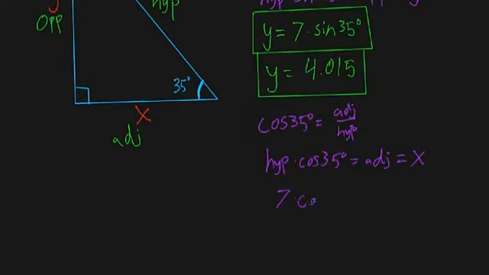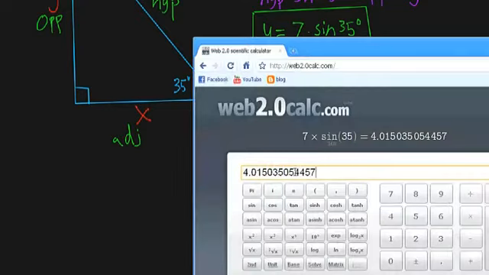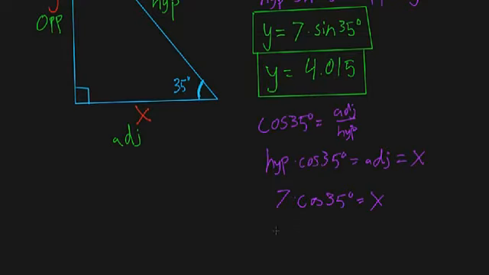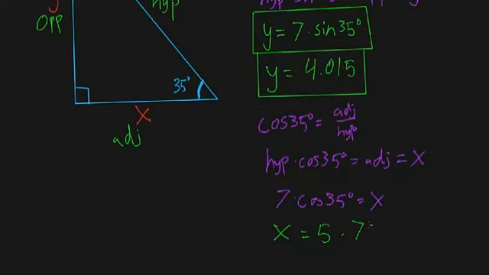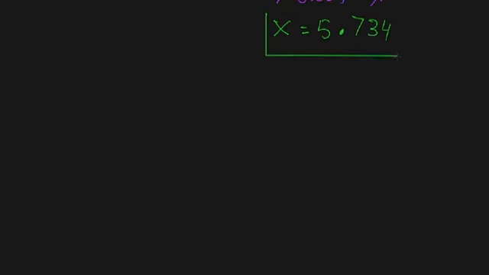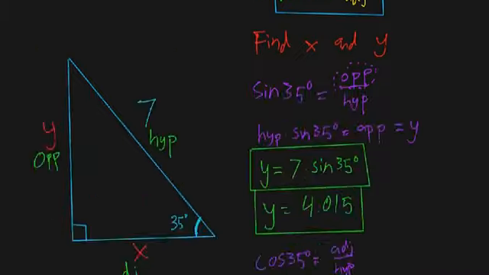So we can just take 7 times cosine of 35 degrees to get our side x. Let's put this into our calculator. 7 times cosine of 35 degrees. And we get 5.734. Okay, so write this in green so it's consistent. X equals 5.734. Make sure this is low enough. Okay? I don't want to scroll around that much.